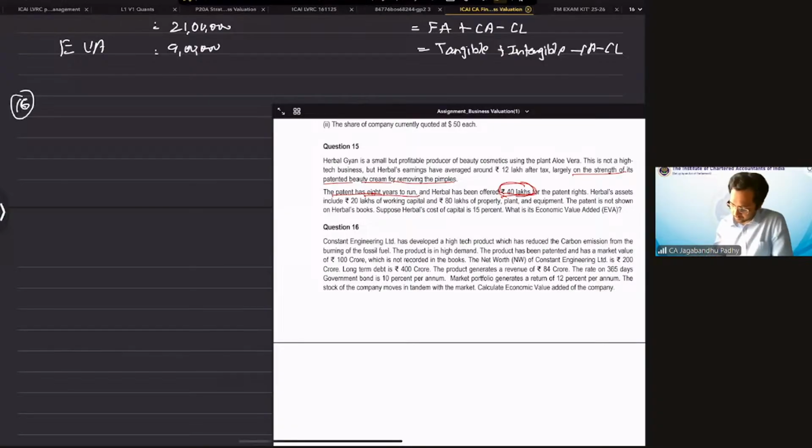Cost of equity would be 12%. Applying CAPM, it moves in tandem with the market, so it will be 12%.